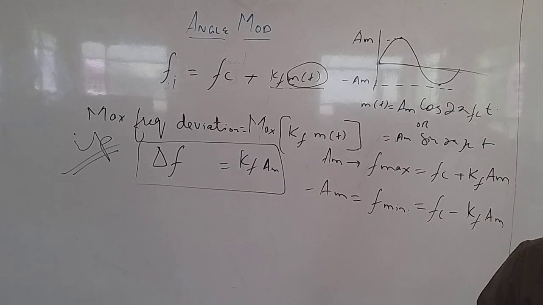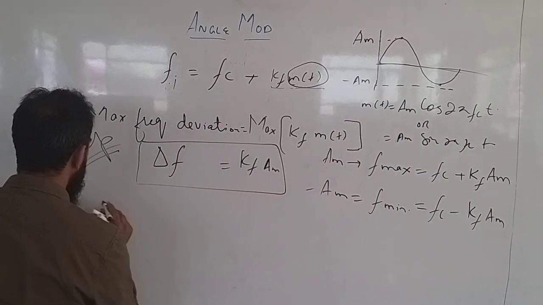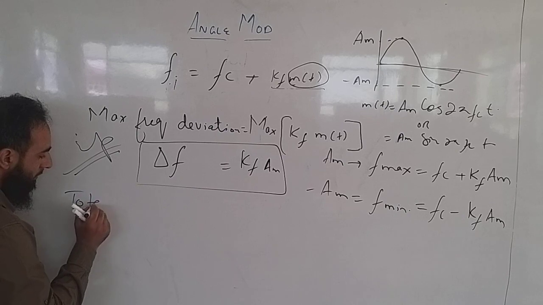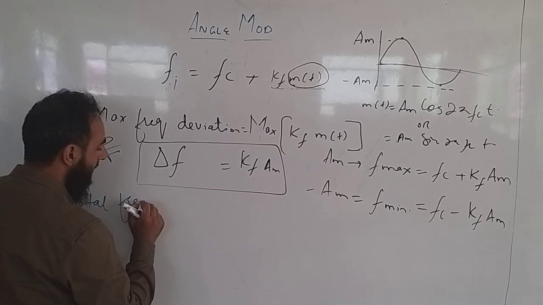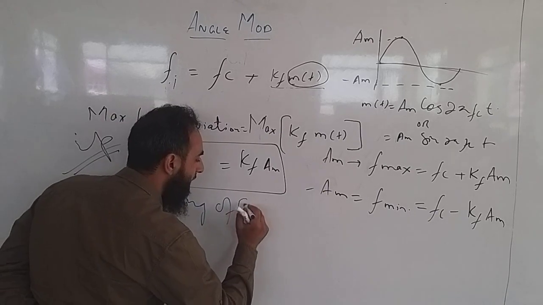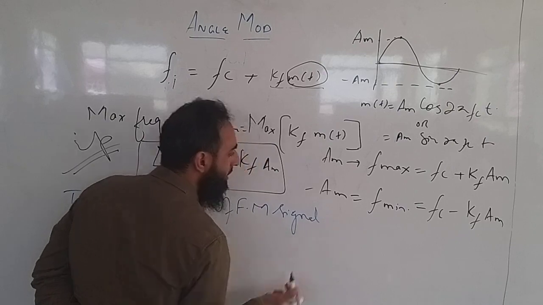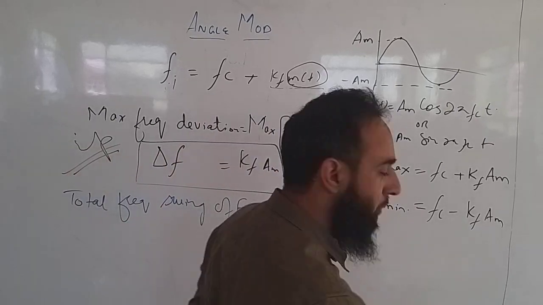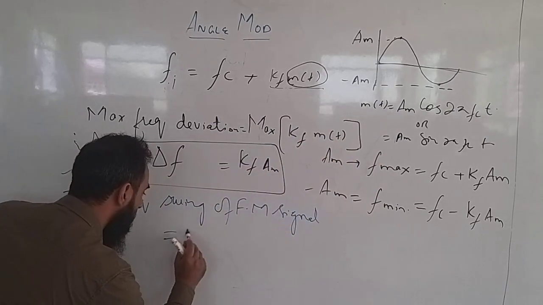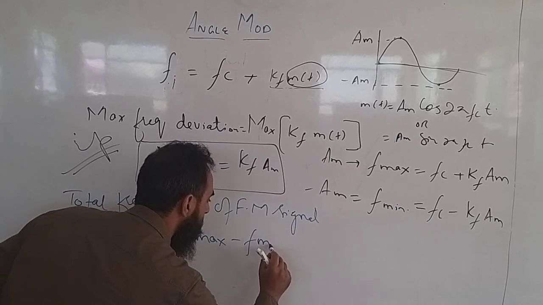इसके बाद देखिए next point, total frequency swing of FM signal. ये FM सिग्नल की बात हो रही है. FM जो हमारा सिग्नल है, उसकी total frequency swing जो होती है, that is equal to जो आपने यहाँ पे derive किया, f max minus f min.